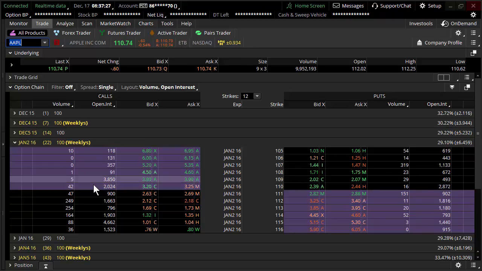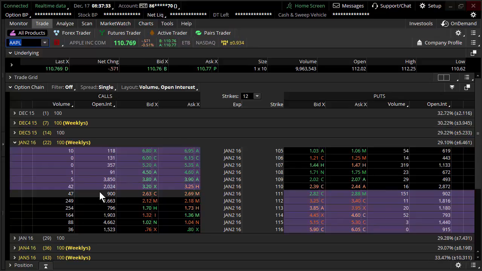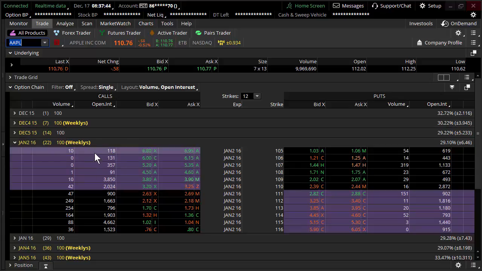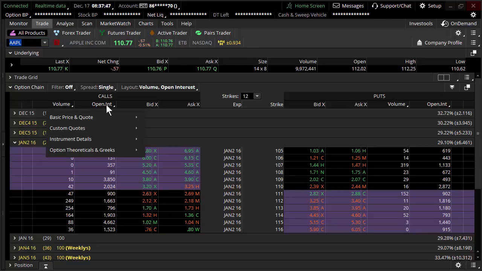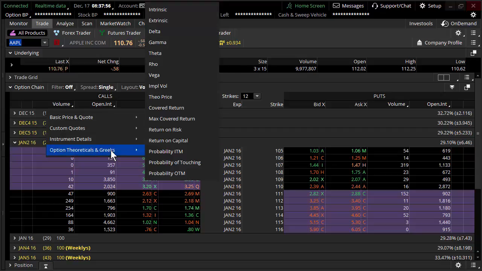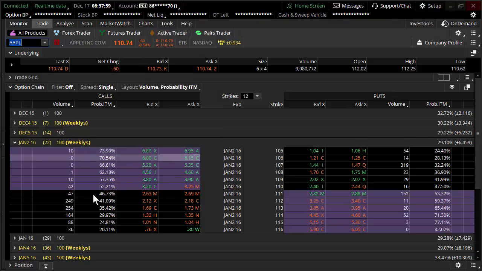What we're going to examine here is an introduction to probability and really understanding probability of profit, and what probability in the money and probability out of the money represent. First and foremost, to look at probability, you'd want to change one of your information layouts. Right up top, on the column, I click where it says open interest. I come down to options, theoreticals, and Greeks, and I look at probability in the money.